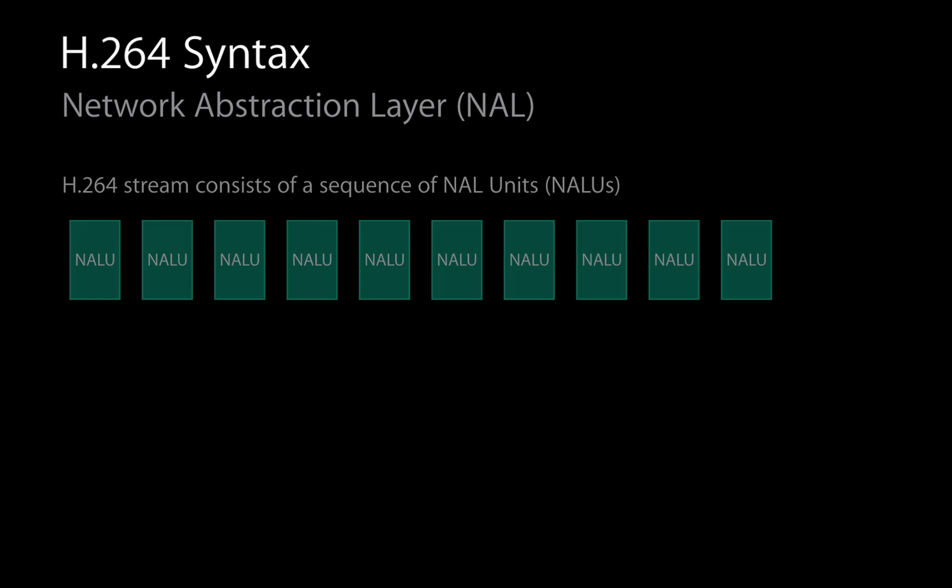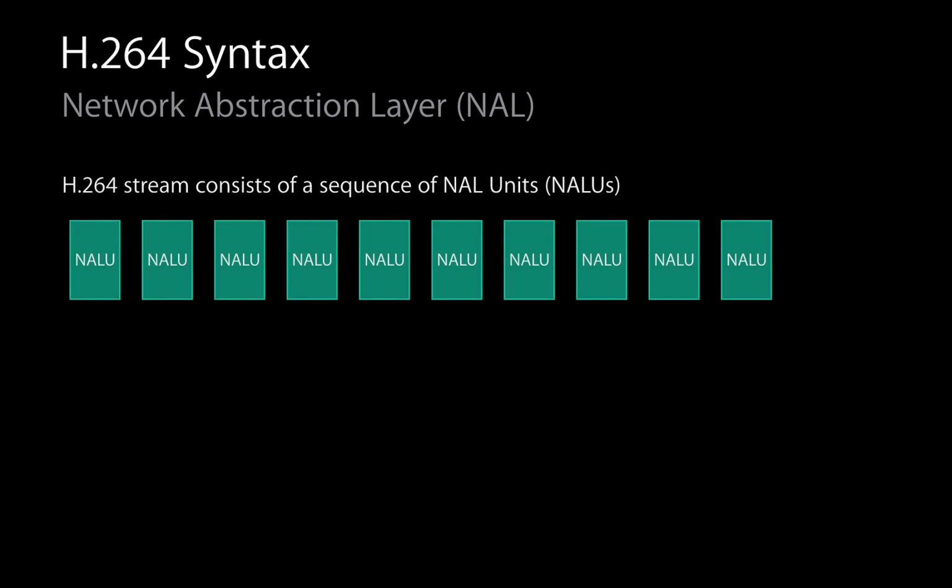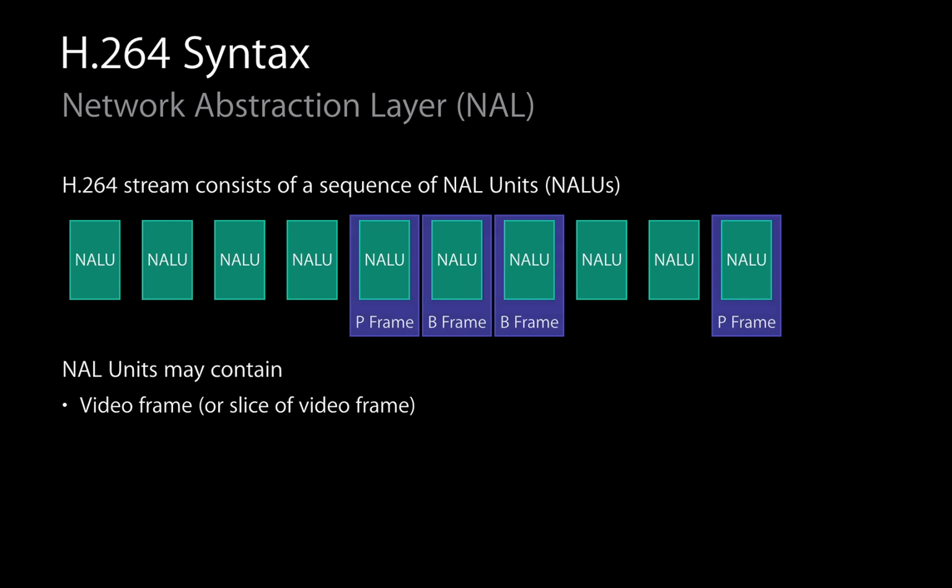An H.264 stream consists of a sequence of blocks of data packaged in NAL units. So this is the network abstraction layer, and these are network abstraction layer units. These can contain a few different things. First off, they can contain sample data. So a single frame of video could be packaged in one NAL unit, or a frame of video could be spread across several NAL units.